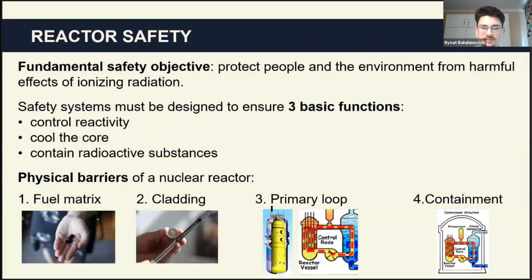Primary loop: enclosure of fuel elements in the reactor pressure vessel, which is 20 centimeters thick, and the reactor coolant system. And containment: gas tight. For PWRs, it could stand inside pressure of around 7 atmospheres and the crash of a small airplane. The probability of simultaneous damage of all these barriers and release of radioactive material into the environment is very low.